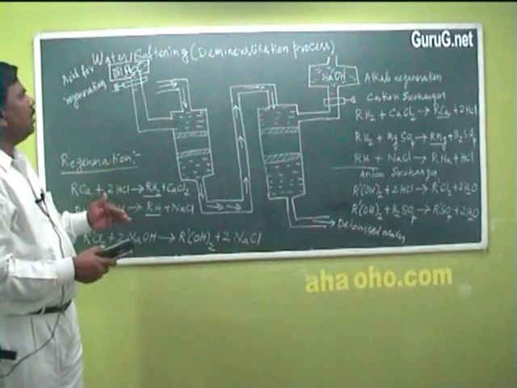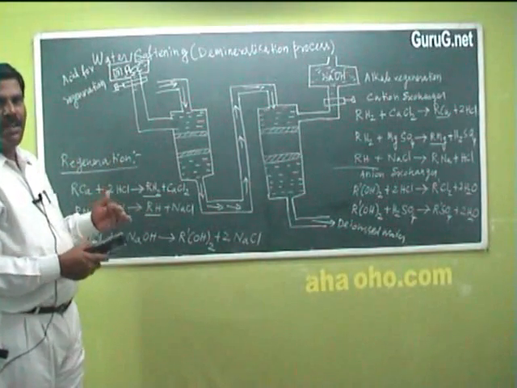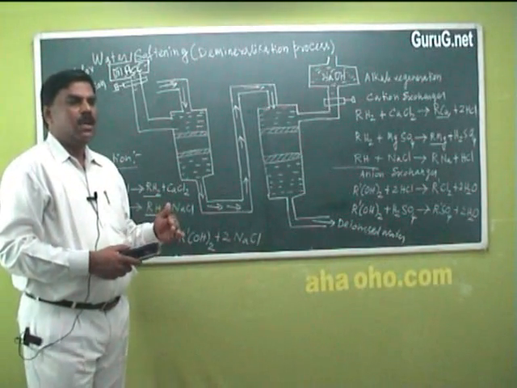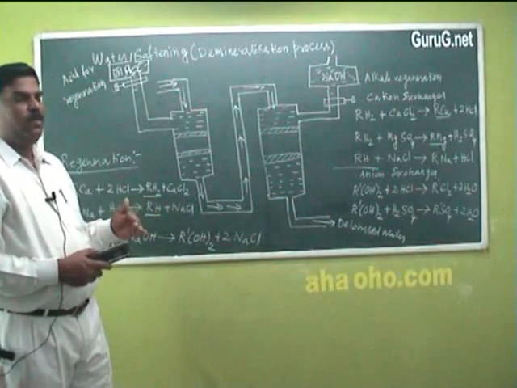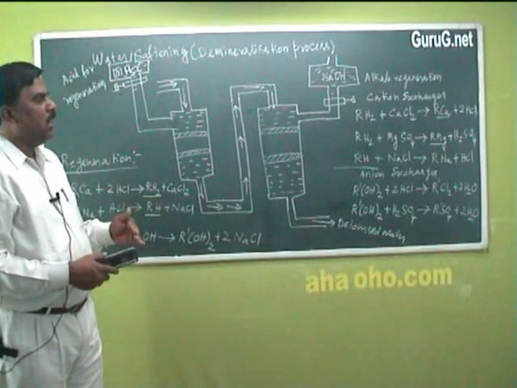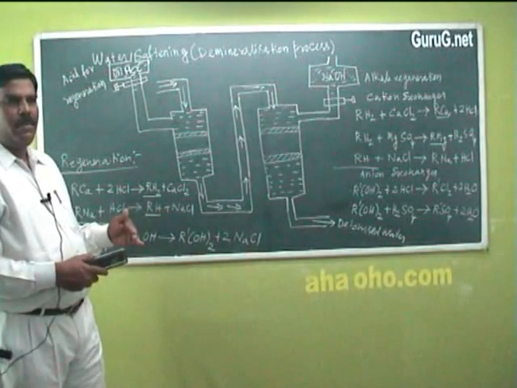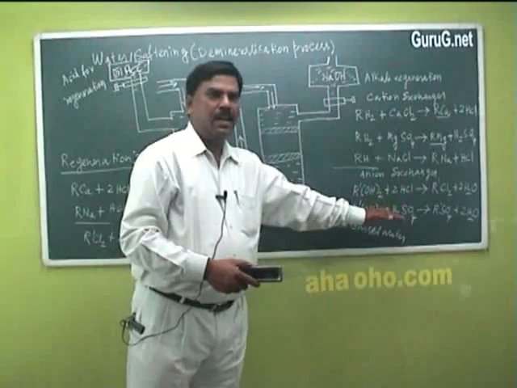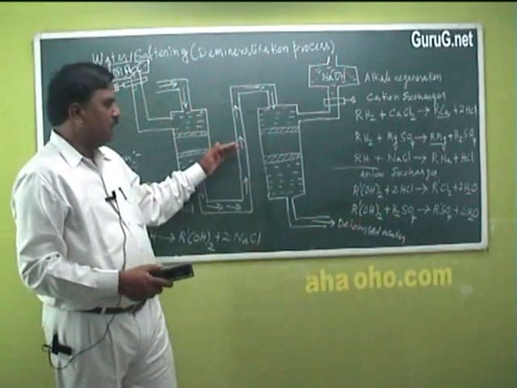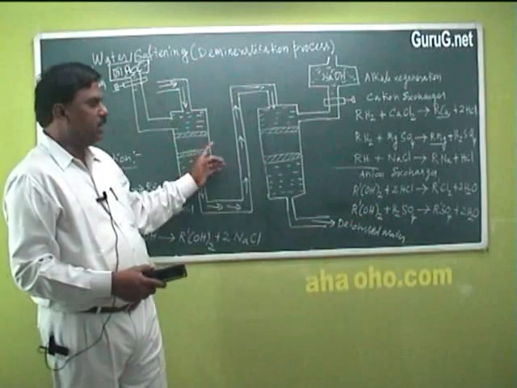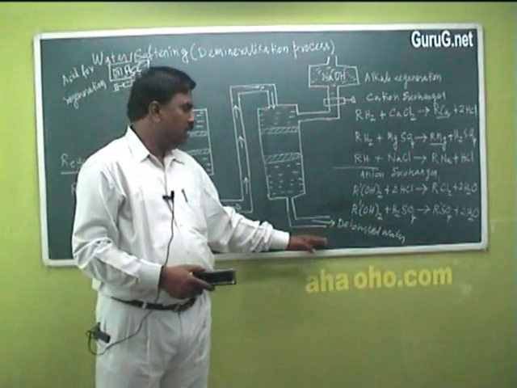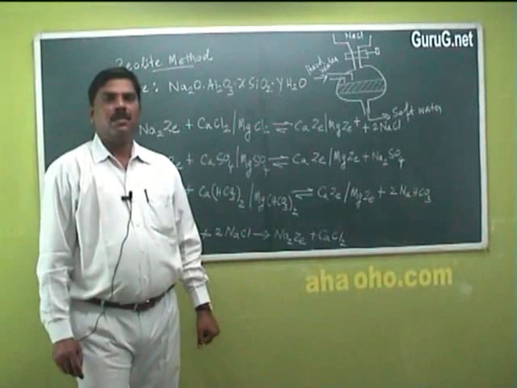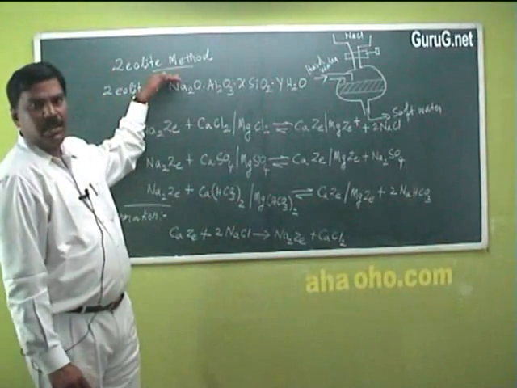So this is the method used for water softening. Hard water is converted into soft water by the removal of calcium, magnesium and sodium ions by absorption in the cation exchanger, and then chloride and sulfate ions by absorption in the anion exchanger. Finally, the water coming out from both exchangers is without any ions, that is called demineralized water or soft water. The next water softening method is the zeolite method.